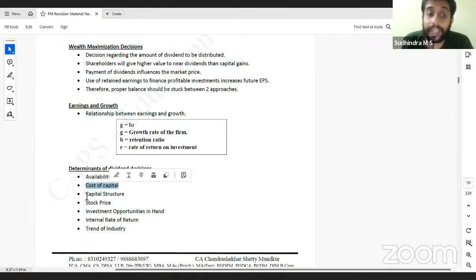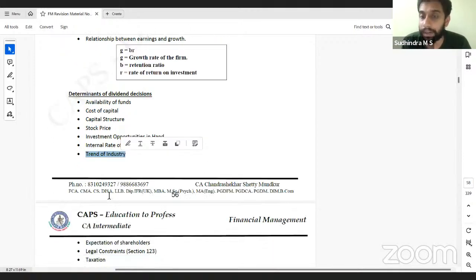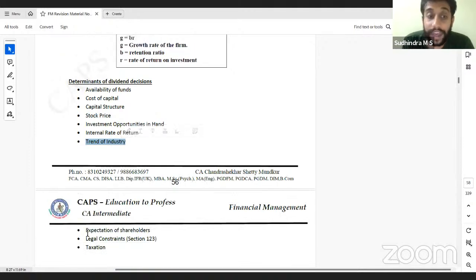Cost of capital. Capital structure. Stock price. Investment opportunities in hand. If we have investment opportunity, we'll not pay dividend. We'll utilize that money for such investments. IRR, internal rate of return, trend of the industry. If the competitor is paying dividend, then we are bound, we are forced to pay dividend in the trend of the industry. Expectation of the shareholders.